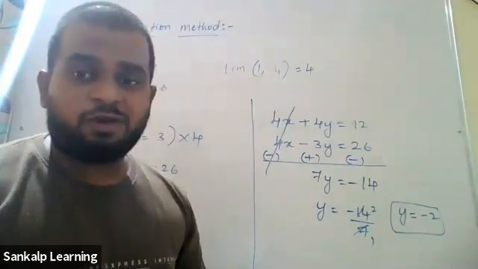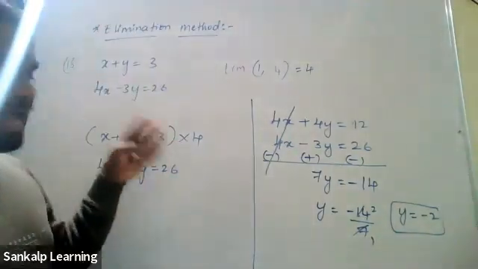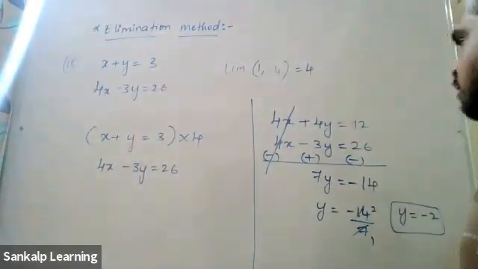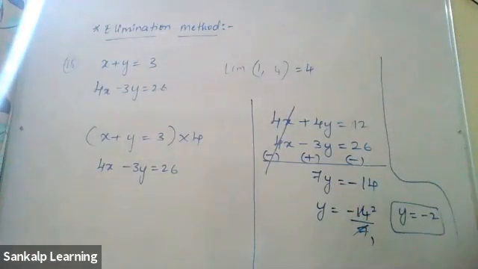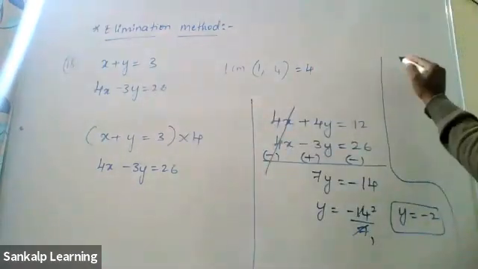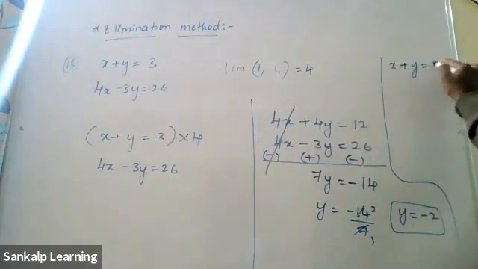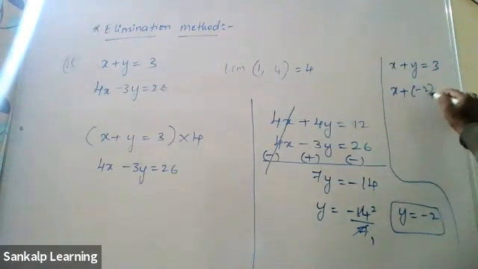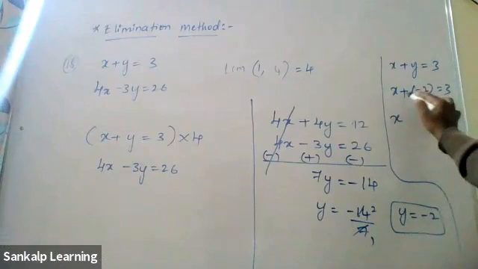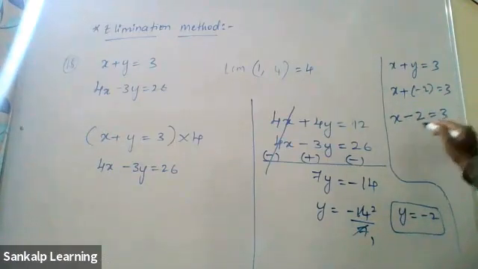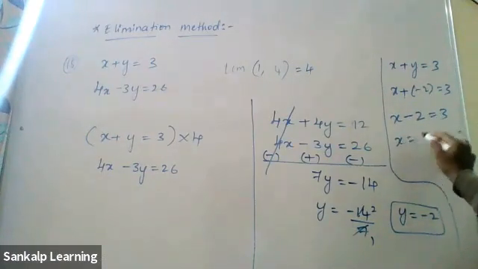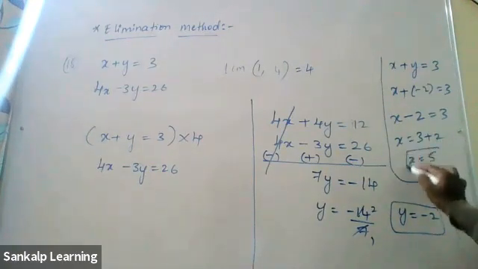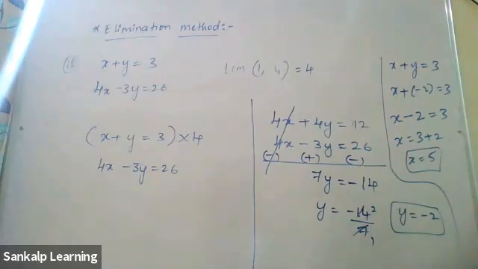Now we have to find the value of x also. It is very easy. You can take any equation you wish. The original ones or the changed ones. Your wish. Let me take the original one itself. x plus y is equal to 3. x as it is. What is the value of y? Minus 2. Equal to 3. x plus into minus is minus. Send that minus 2 to the other side, I mean transpose it. So 3 plus 2. 3 plus 2 is 5.